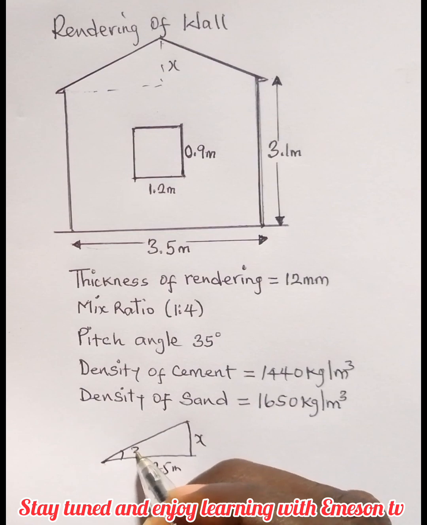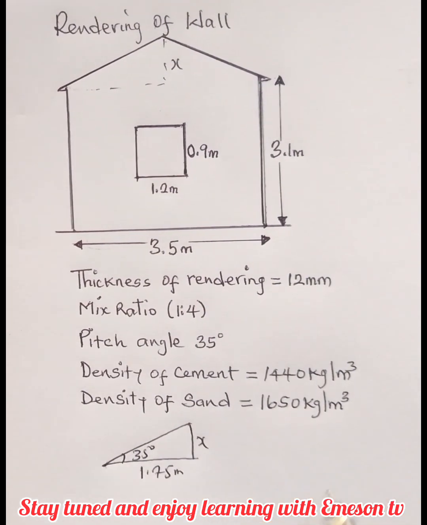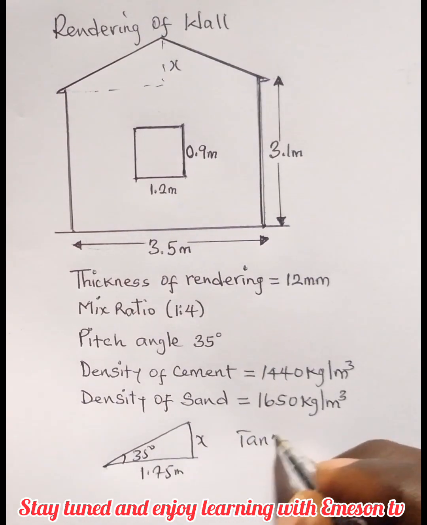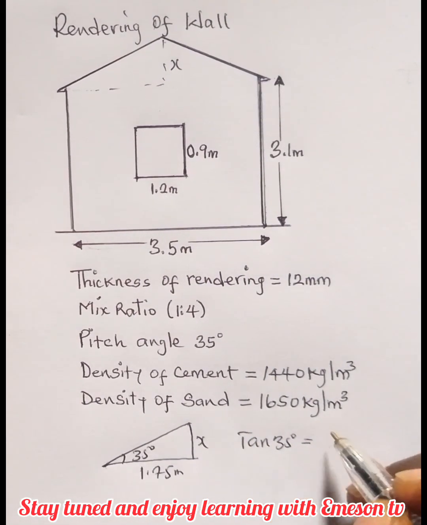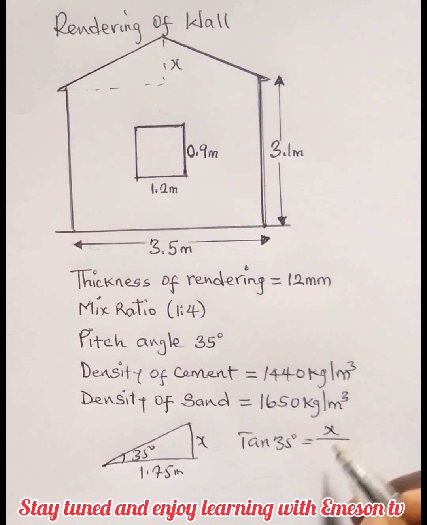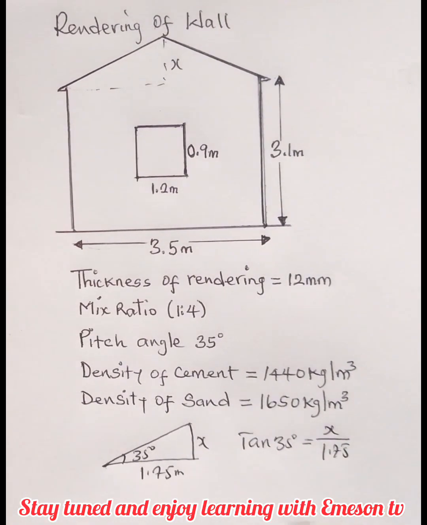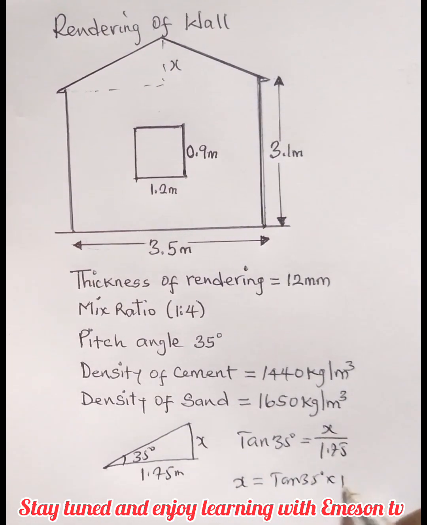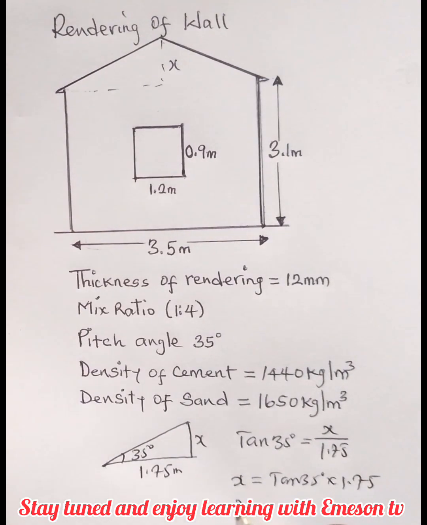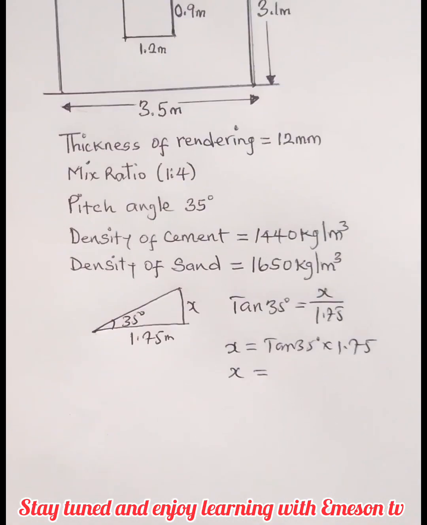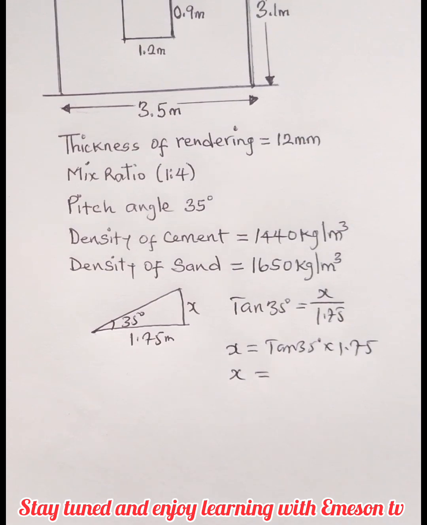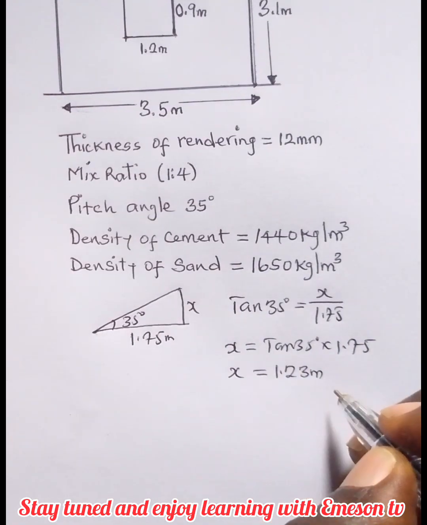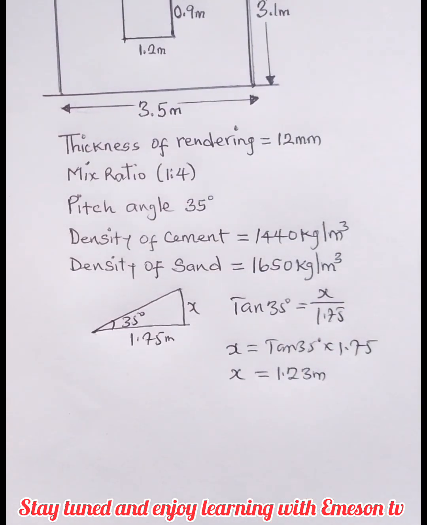The pitch angle is 35 degrees. So for us to get S, we need to use SOHCAHTOA. So S will become: tan 35 degrees equals the opposite, which is S, over the adjacent, which is 1.75. So our S becomes tan 35 times 1.75. Our S now is equal to 1.23 meter. So we have known the height of our triangle.